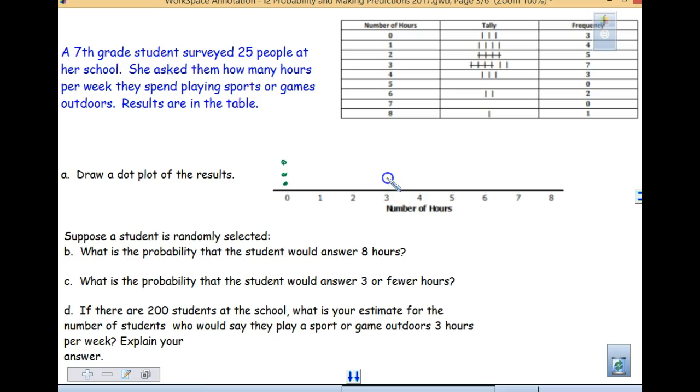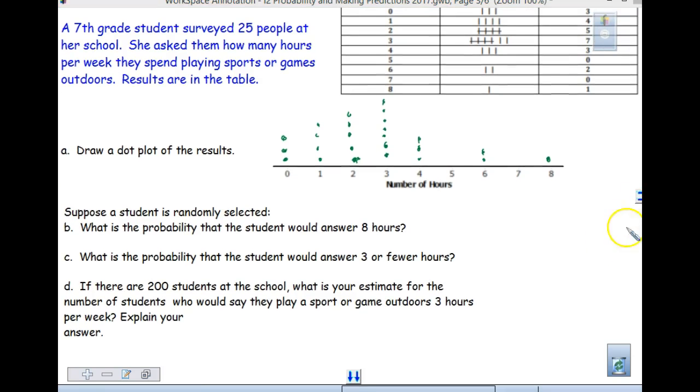3 hours, right? That's our most. 7 people said 3 hours. But if I'm going back, at 1 there were 4 people. At 2 hours there were 5. And so I'm simply making dots above that number so that I can see what those were. Okay? So at 4 we had our 3. At 5 there's nothing, so you're not putting anything. Then we had 2. And we had the one crazy kid, 1 person that was out all night, 8.